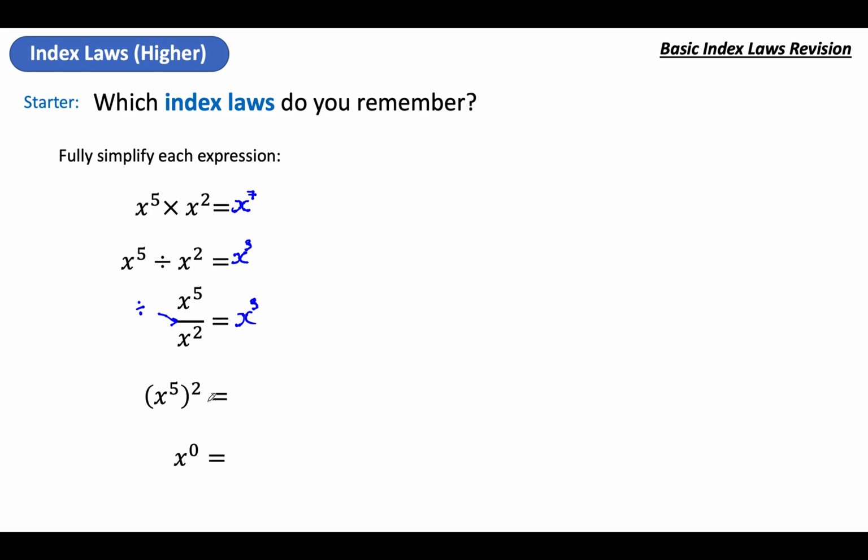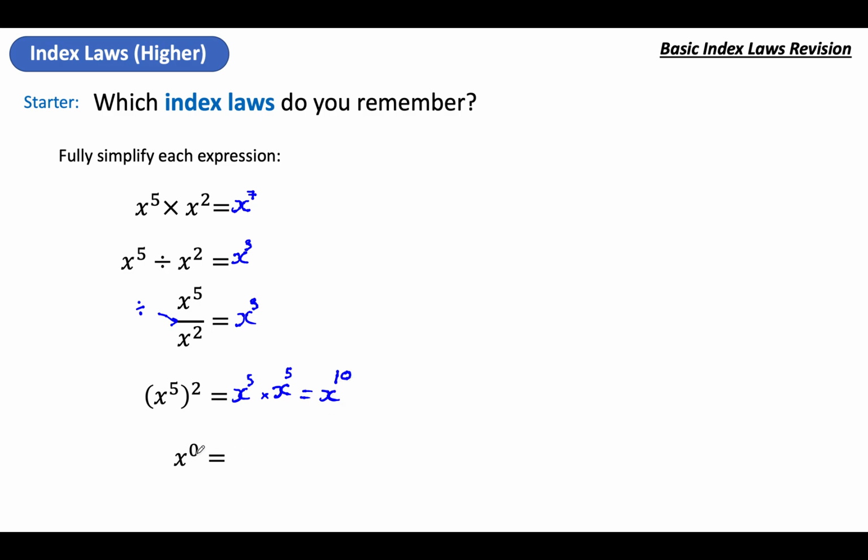What about, say, you've got a power here, x to the power of 5, and that's in a bracket, and the whole thing is squared. Well, let's think about what that means. It means that whatever is in that bracket, in this case x to the power of 5, is times by itself. Well, we know from our index laws, from the first one, that we add the two powers together. Now, a quicker way of doing that is to just multiply these two. You're doing 2 times the 5, means it's x to the power of 10.